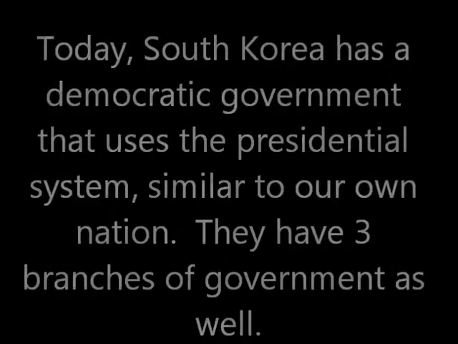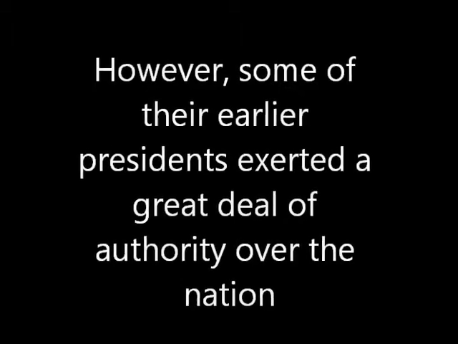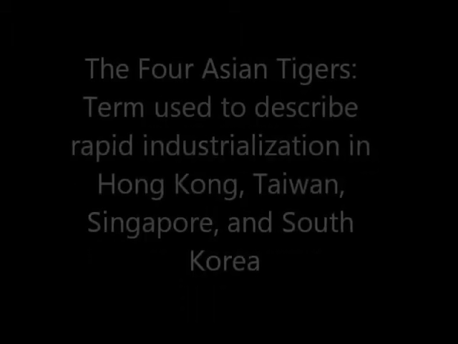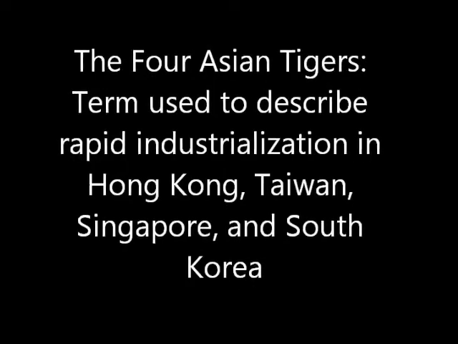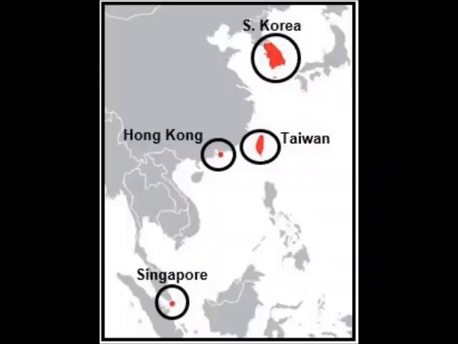Since the 1950s, South Korea has made amazing economic progress. Today, it is one of four powerhouse Asian nations that are referred to as the Four Asian Tigers, and this refers to their quick industrialization process. The other three Asian tigers include Taiwan, Hong Kong, which we know is now part of China, and Singapore.